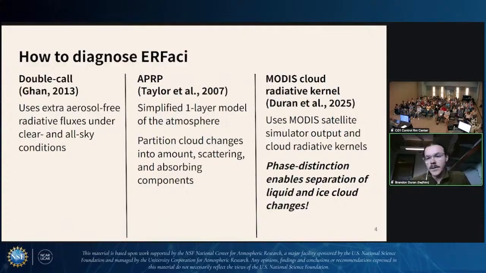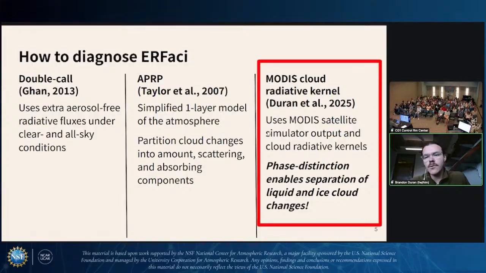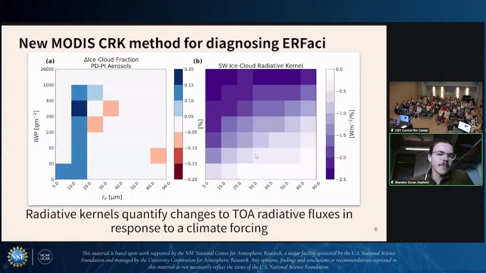But actually, in this talk, and in the results that I'll show, I'll focus on this method on the right, which is this new cloud radiative kernel method that we've developed quite recently that relies on satellite simulator output from the models. And really, the reason we hone in on this is because we're able to separate the contributions from liquid and ice cloud changes, which can allow us to get a deeper sense of what's going on with aerosol forcing.